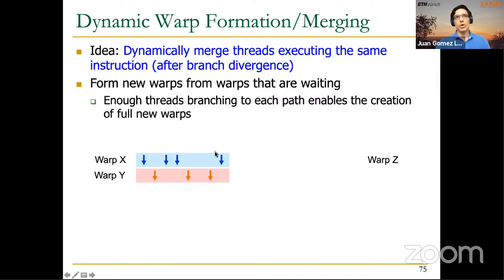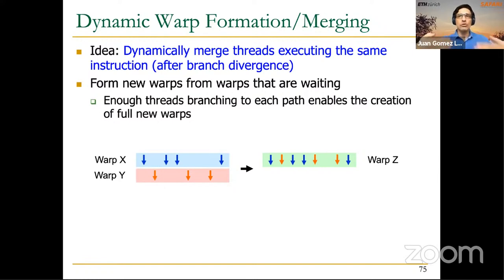Some of the threads of the warp go through the else, some others go through the if, and the same for another warp. The good thing is that even though these are two different warps that are launched at different cycles, this warp Y is only using lanes that are not occupied by threads in the other warp. So the key idea here is to merge these two warps and create a single warp Z from threads coming from different warps.